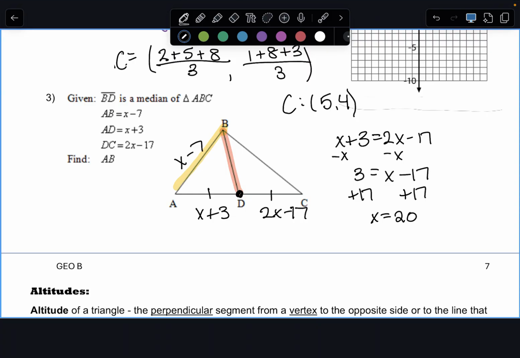But the question asks for AB. So what should I do with this 20? Subtract 7 off, aka plug it in to find AB. So AB is 20 minus 7, which is 13. Okay. So this one was just a pure, do you know the definition of median? Do you know that it intersects a midpoint? So that's why that chart at the top of that review packet is super important, because it goes through all of the characteristics of all of these segments that we're talking about. Okay? Questions on medians?